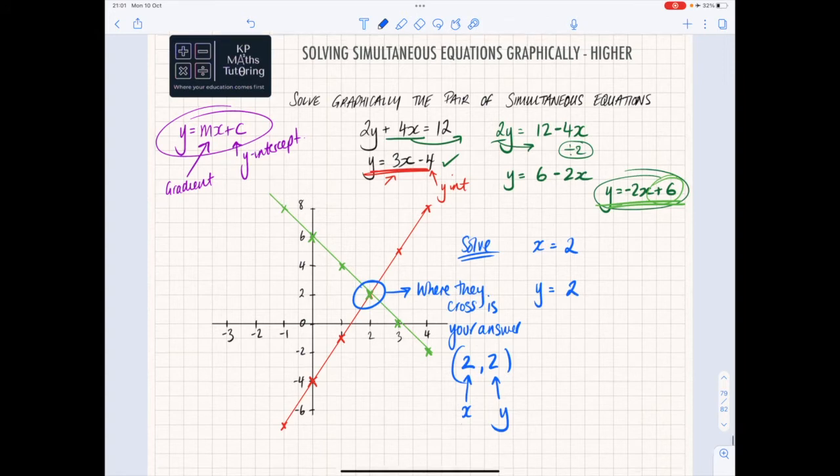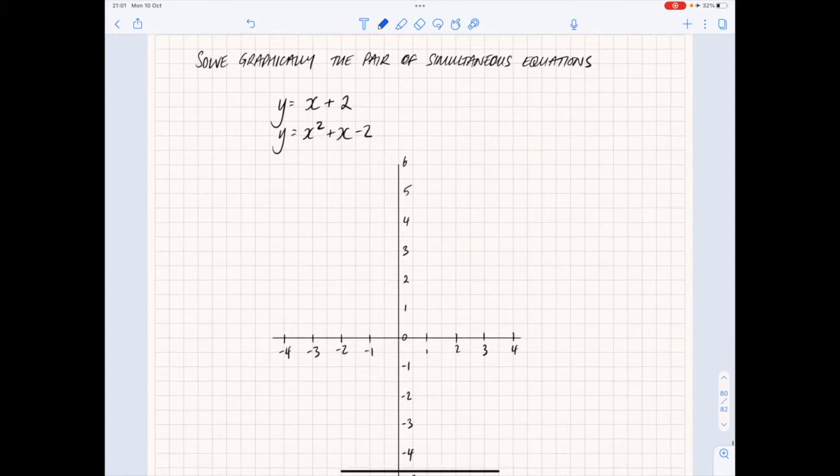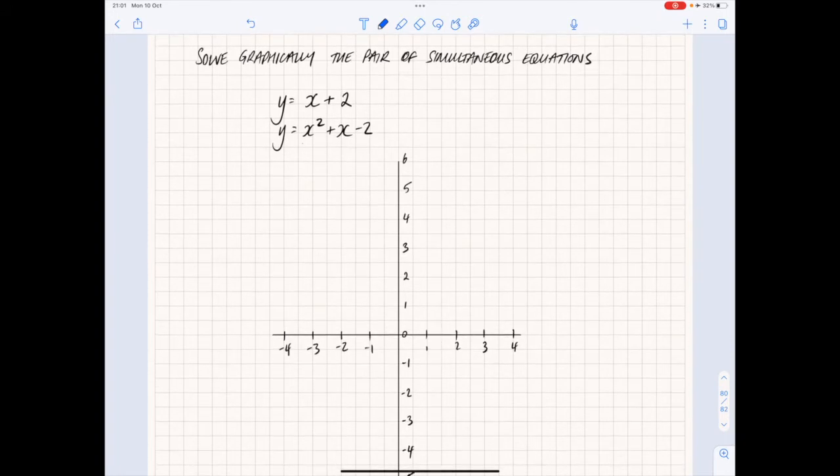Okay, now let's look at when it gets a little bit more complicated. So this one's slightly harder because actually now what we've got is a quadratic. So this is a quadratic. Okay, it will give you a U shape because there's an x squared involved. And the other one is a basic x plus 2. It's a basic straight line like we've just done.